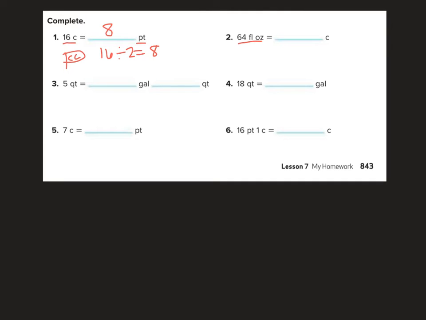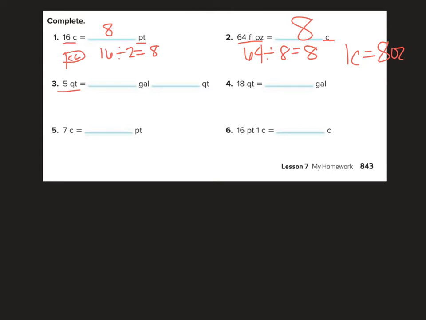So 64 fluid ounces equals how many cups? 1 cup equals 8 ounces. So if I take 64 and I divide it by 8, I know 8 times 8 is 64. So that means 64 divided by 8 is 8. So that'd be 8 cups.